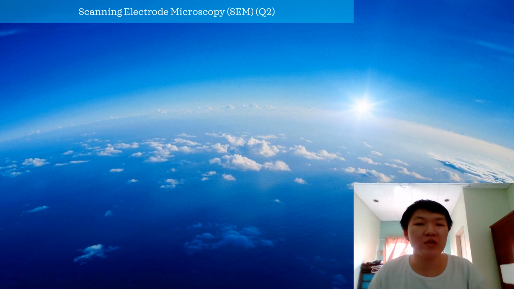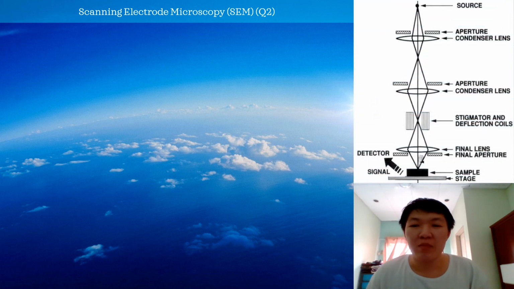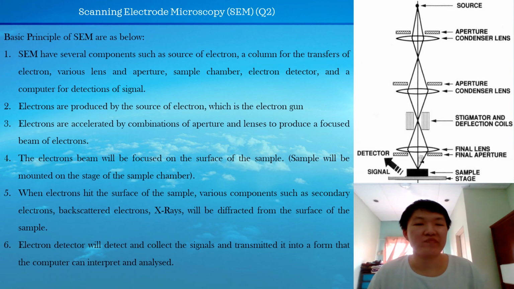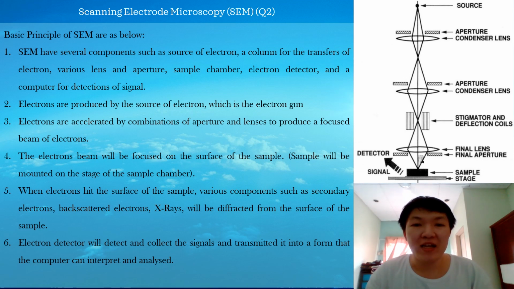Next, we'll be talking about the basic principle of the instruments used. The first instrument I'll explain is the scanning electron microscope. The schematic on the upper right corner is the basic schematic of the scanning electron microscope, and the basic principle of SEM is as below. SEM has several components, such as the source of electrons, which is the electron gun, a column for the transfer of electrons, various lenses and apertures, a sample chamber, an electron detector, and also a computer for detection of the signal.